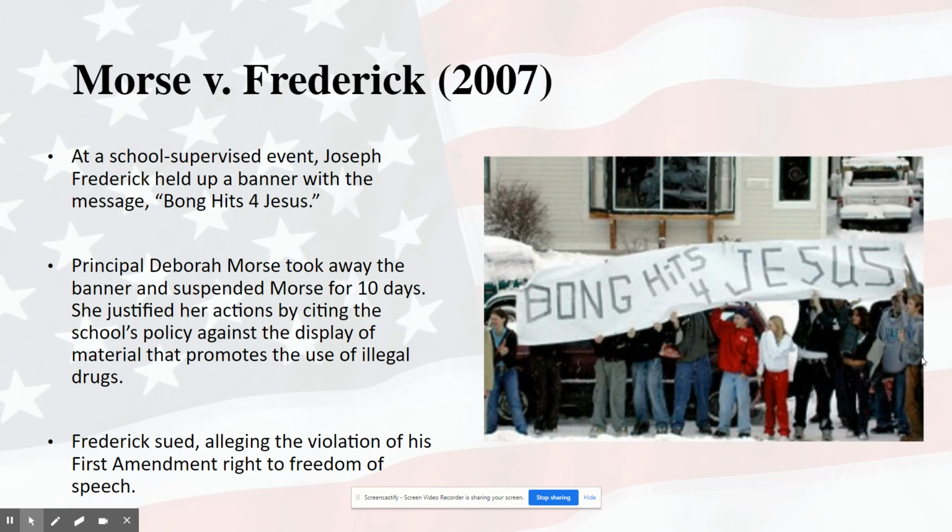So at a school supervised event, okay, and it's actually going to be as the Olympic torch is carried through their city, Joseph Frederick is going to hold up a banner, as seen here, that says "Bong hits for Jesus." So the principal of that public school, Deborah Morse, is going to take away that banner and suspend Frederick for 10 days.